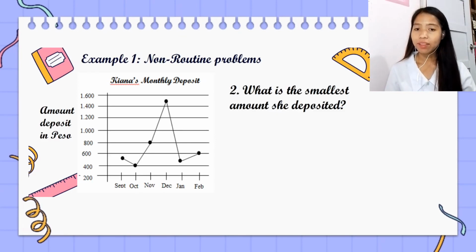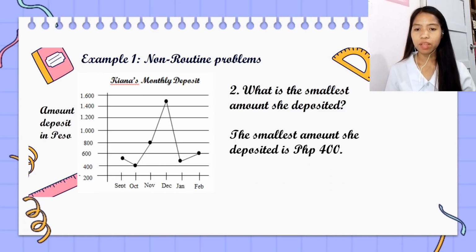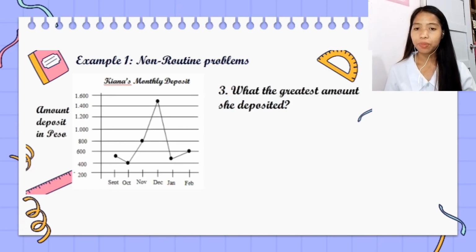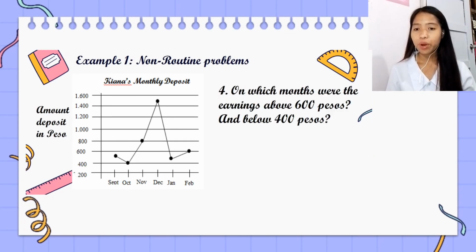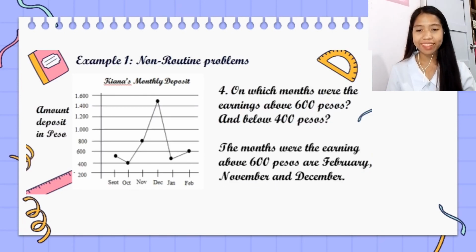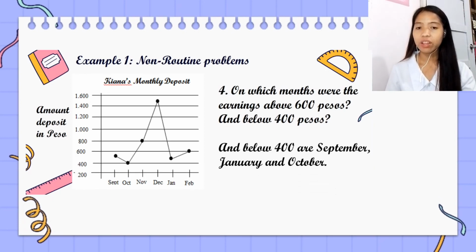Number 2, what is the smallest amount she deposited? The answer is 400 pesos. Number 3, what is the greatest amount she deposited? The answer is 1,500 pesos. Number 4, in which months were the earnings above 600 pesos and below 400 pesos? The months where the earnings were above 600 pesos are February, November, and December. And below 400 are September, January, and October.